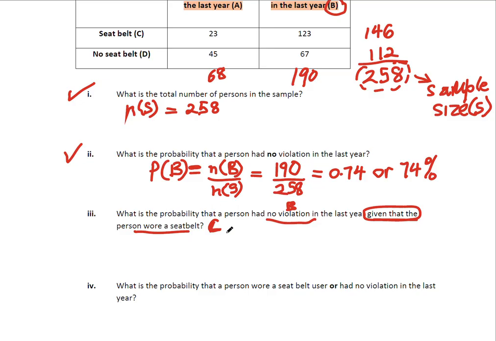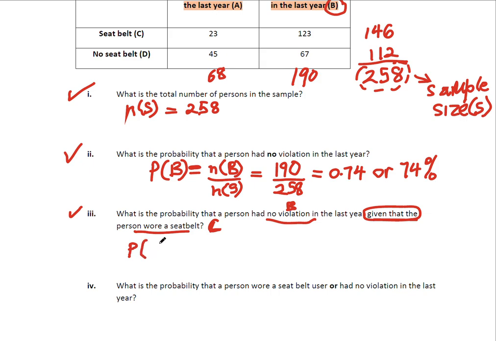In situations where we are computing a conditional probability, like in number 3, what we must do is to ensure that what is used as a sample size is the number of observations in the event that is relied on. And the event that is relied on in this case is the event that comes after the given that, which is persons who wore a seatbelt. So let's demonstrate.